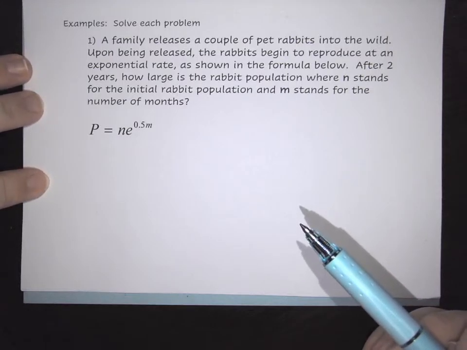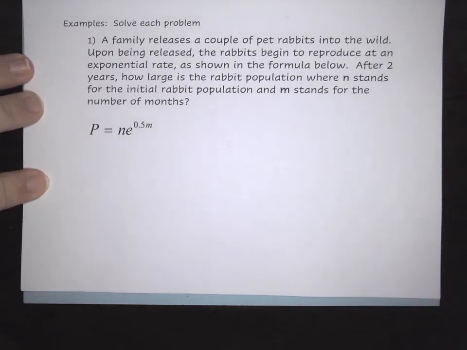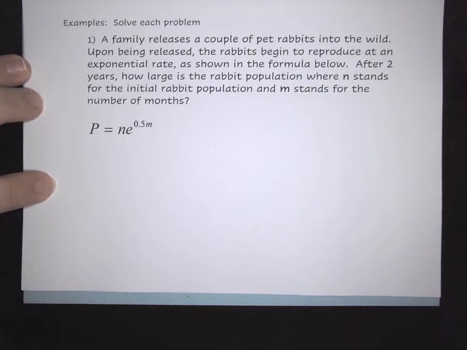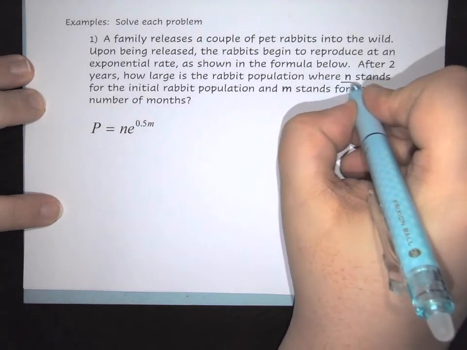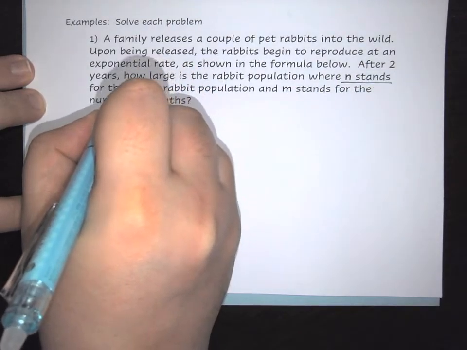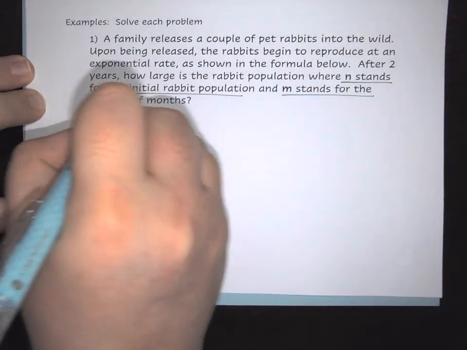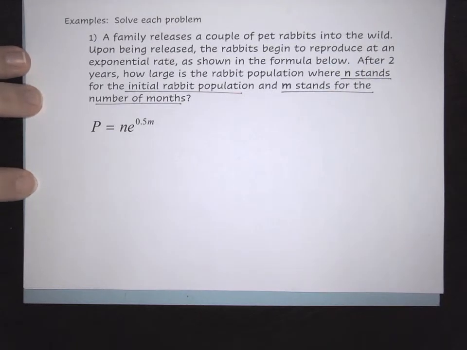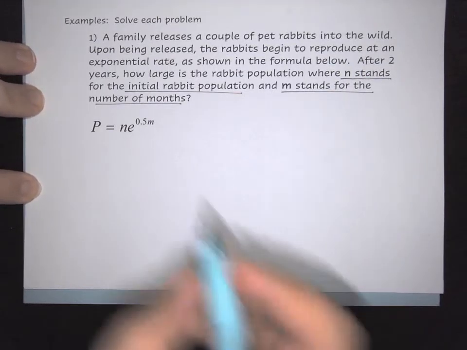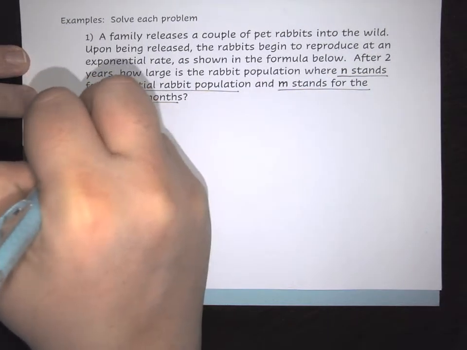After 2 years, how large is the rabbit population, where N stands for the initial population and M stands for the number of months? Okay, so that's really important: here N is the initial population and M is the number of months. So there's a few things that we've been given in our problem. First, we have been given years, so M should be in months.